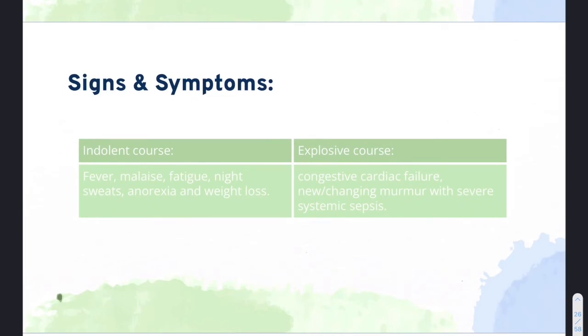So for the signs and symptoms, there will be two courses: indolent course and explosive course. Indolent course would be fever, malaise, fatigue, night sweats, anorexia, and weight loss. Explosive course would be congestive heart failure, new or changing murmur with severe systemic sepsis. For the cardiac failure, patient might present with dyspnea and lower limb edema.